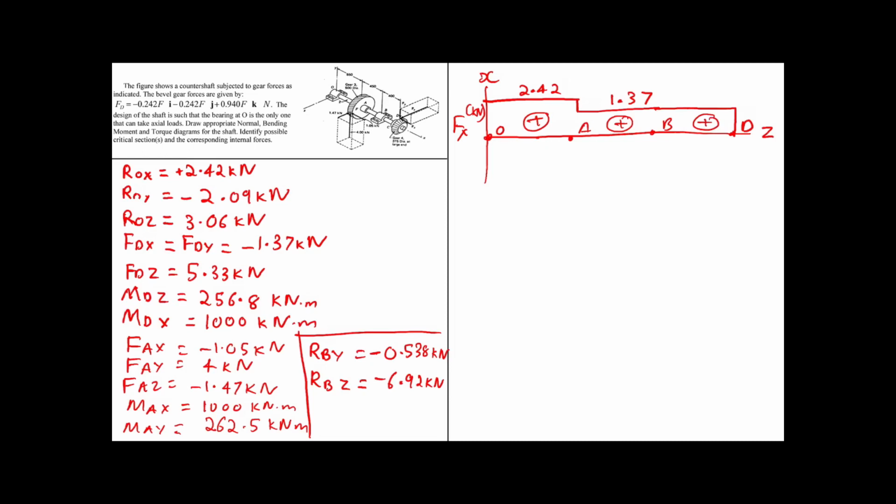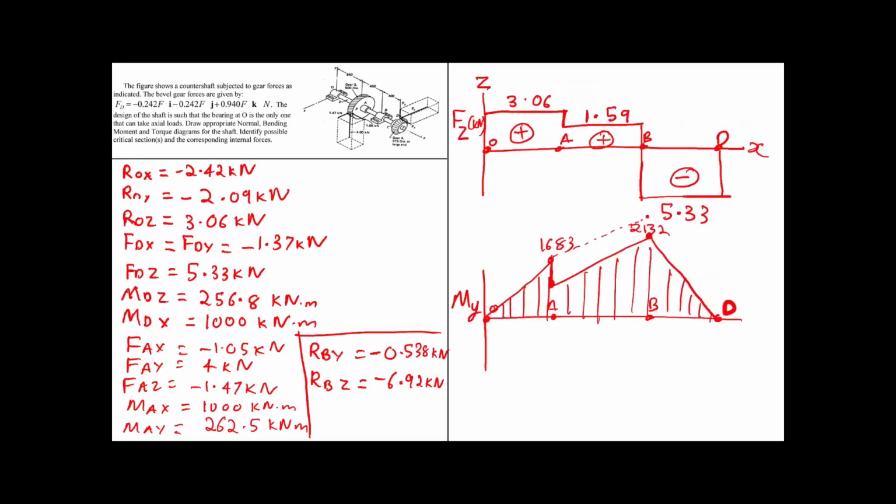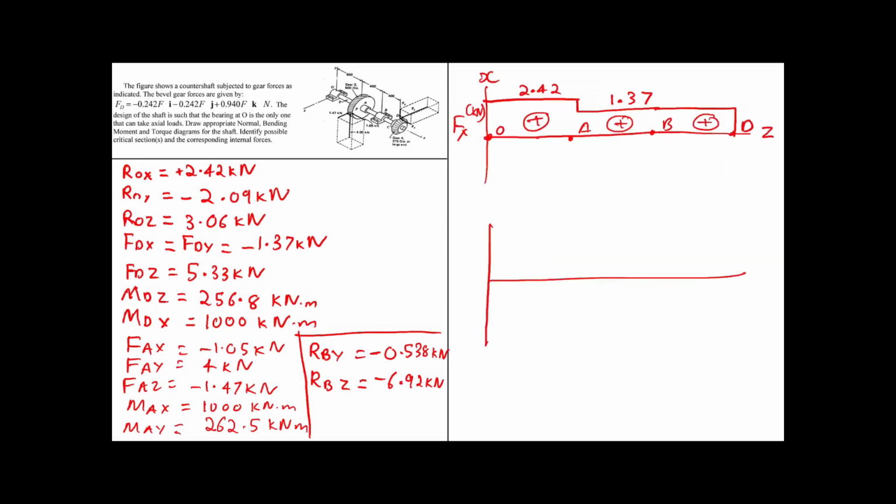Now we are asked to draw the torque diagram. So how do we draw the torque diagram? It is basically the moment about X diagram. So how we do that is it would be moment of X is equal to the torque diagram, and let's mark the points O, A, B, and D.